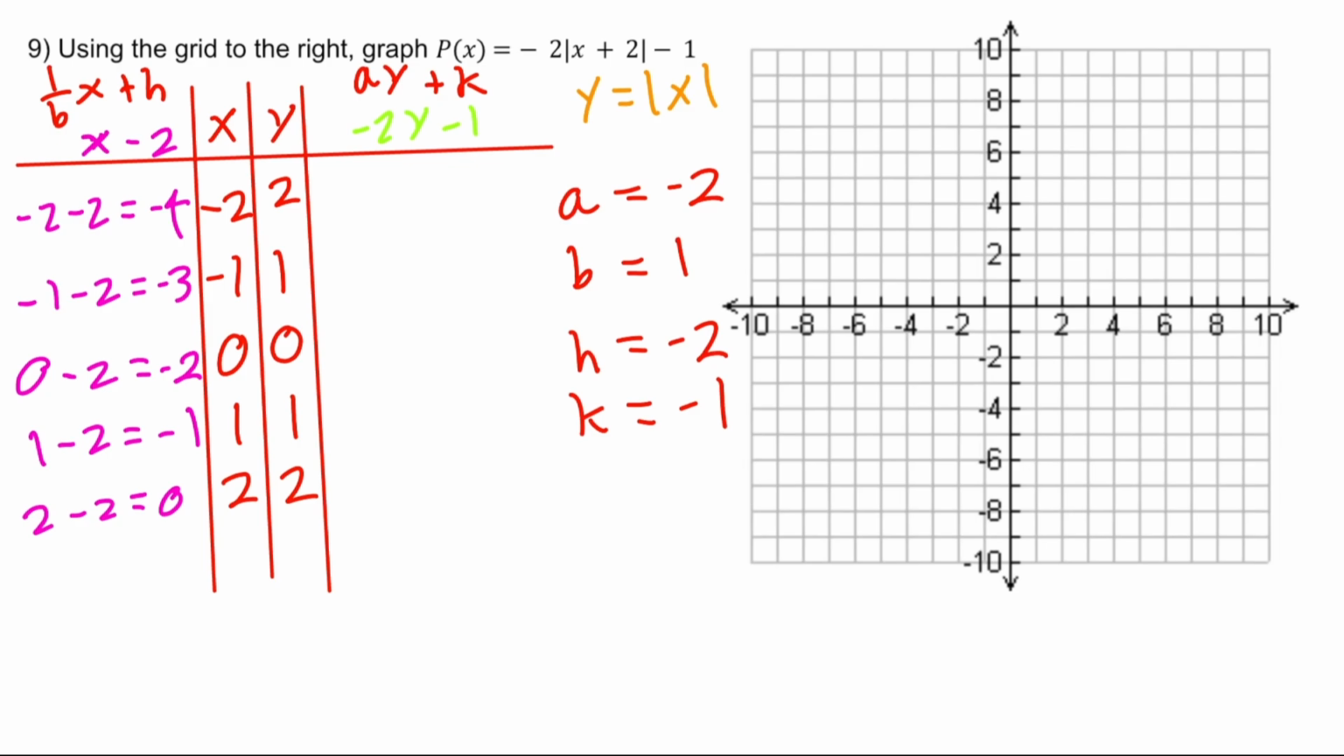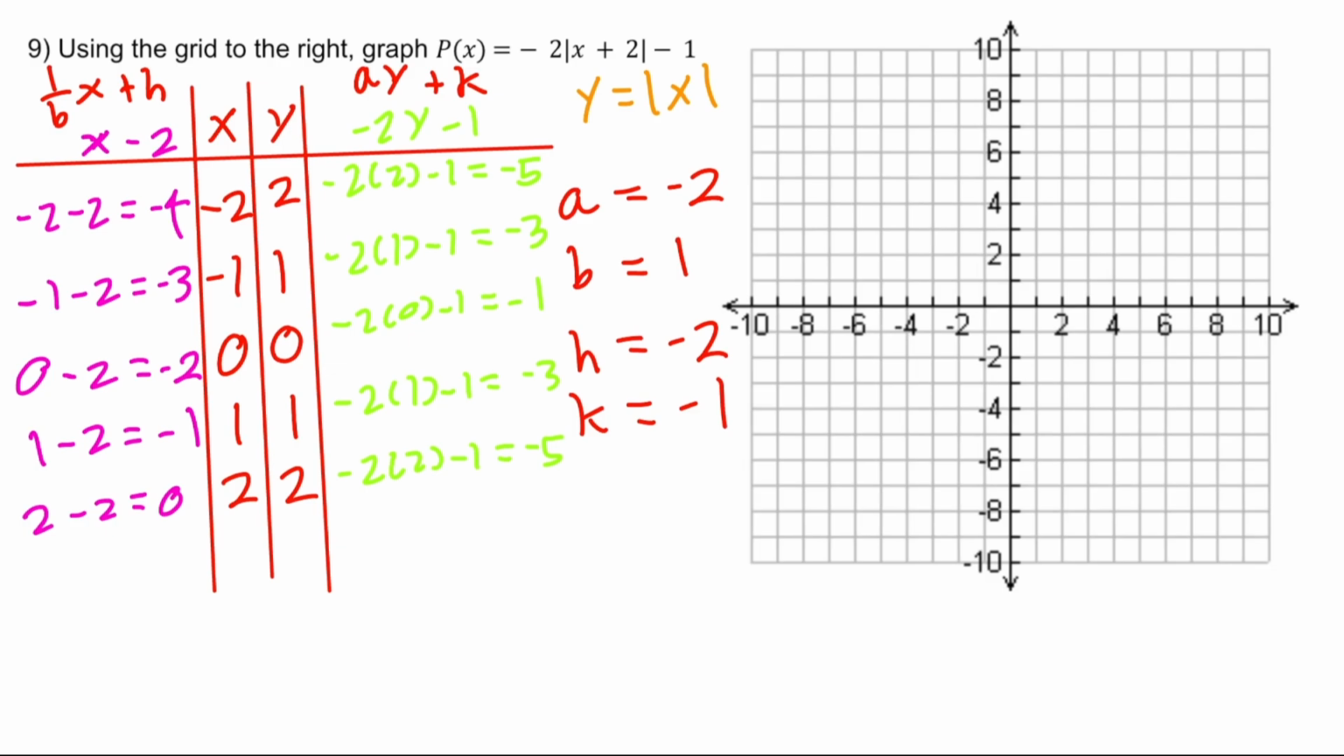Lastly, we have our y's: 2, 1, 0, 1, 2. We're going to plug these y values in for this expression. Starting with the top, -2 times 2 minus 1. Well, -2 times 2 is -4, minus 1 is -5. -2 times 1 minus 1 is -3. -2 times 0 minus 1 is -1. -2 times 1 minus 1 is -3. -2 times 2 minus 1 is -5.